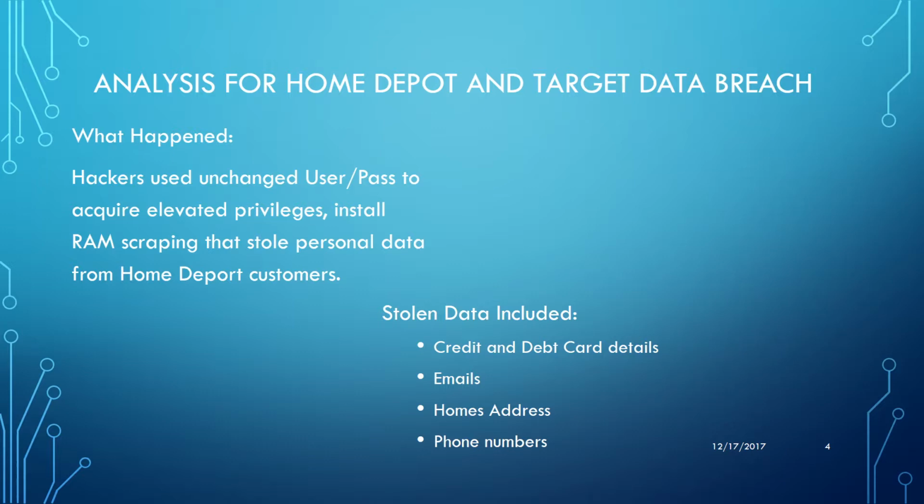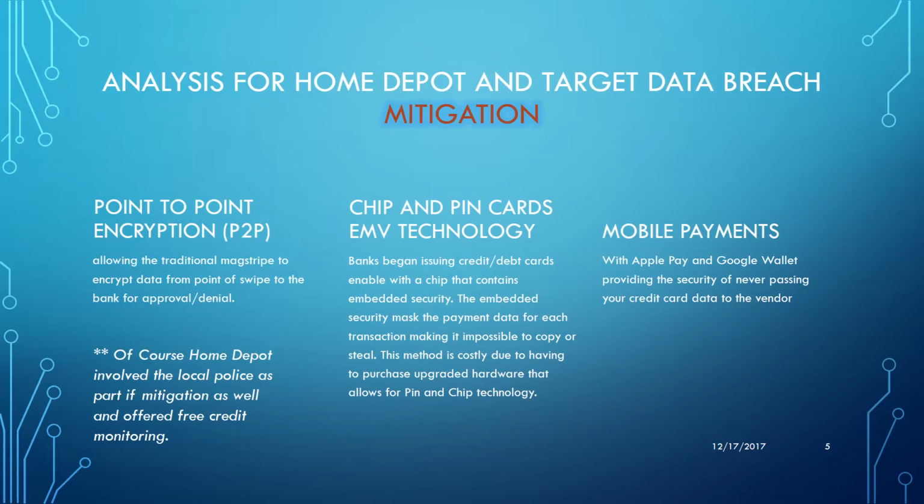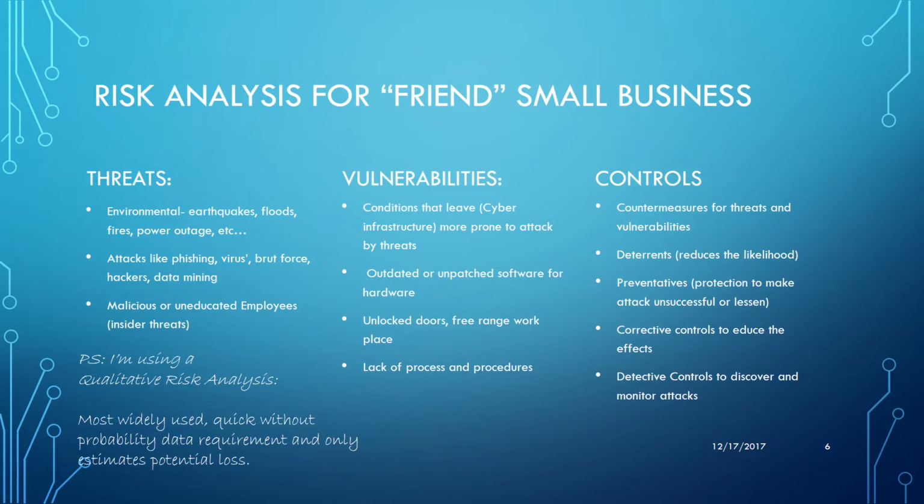In addition to the payment data, these hackers were able to steal customers' email addresses. So, yeah, which obviously left them open for other things like phishing attempts and stuff. So, what did Home Depot do to mitigate this situation? Home Depot implemented risk analysis. They didn't create it, of course, but they did implement it. For a friend in small business, I mean, that is why I'm recording this session.